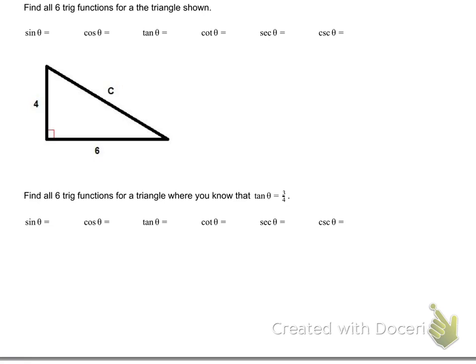Let's do another kind of problem, where I ask you to find all 6 trig functions for a triangle where you know what one of the trig functions is equal to.